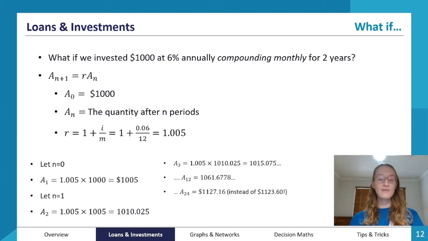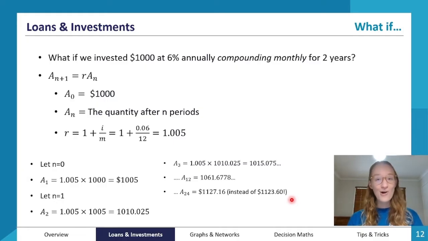Then if we keep going, the amount after 24 months, which we know is 2 years, will be $1,127.16. Instead of when we did annual compounds, it was only $1,123.60. So we've made about $4 extra over the 2 years.